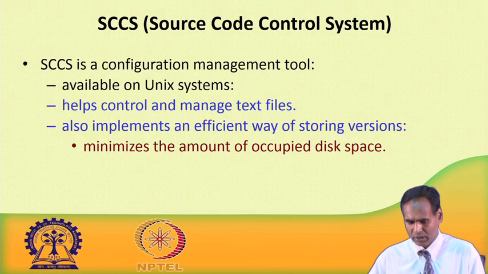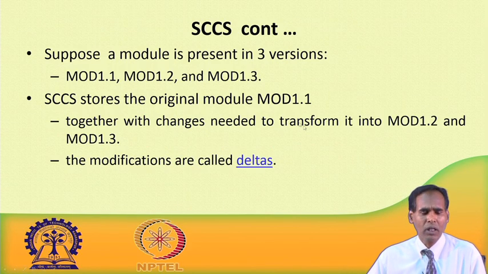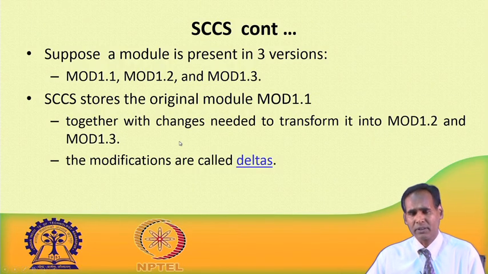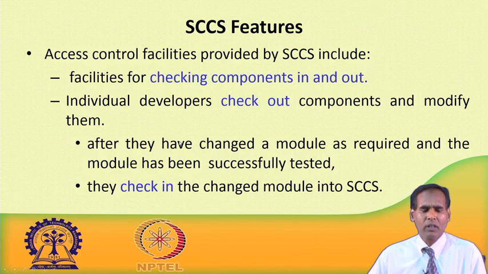not all the revisions. Suppose a module is present in 3 versions, as I have already told you, like module 1.1, module 1.2 and module 1.3. SCCS stores the original or baseline version 1.1 along with the changes needed to transform it into module 1.2 and module 1.3, and these changes or modifications are known as deltas.